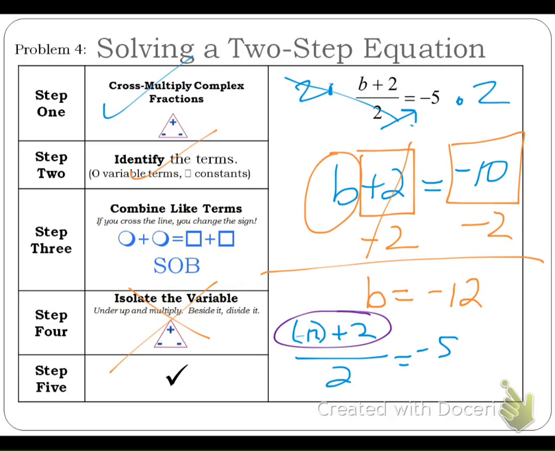I'm going to start by simplifying the numerator there, negative 12 plus 2. And I've run out of room here, so let me see where I can do this for you. Negative 10 over 2 is equal to negative 5. And then negative 10 divided by 2 is negative 5. Negative 5 equals negative 5, so it checks. The answer is b is equal to negative 12.